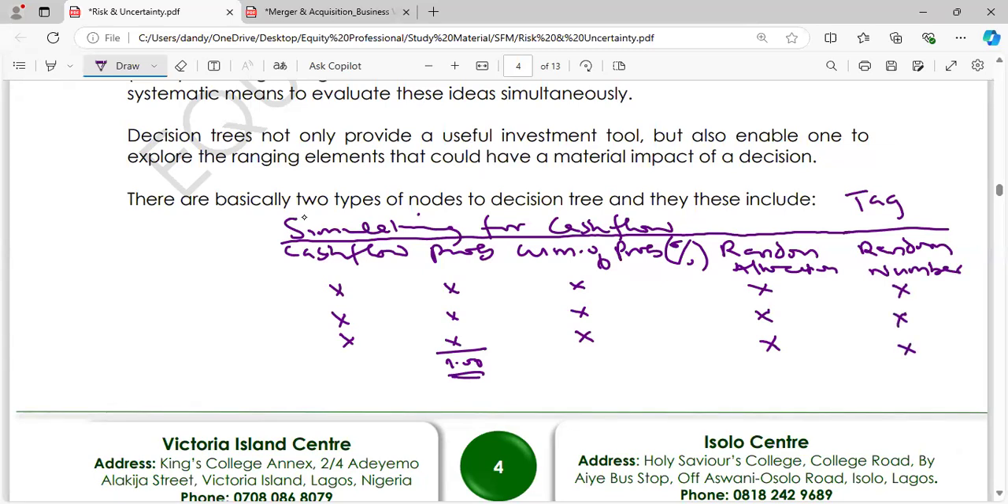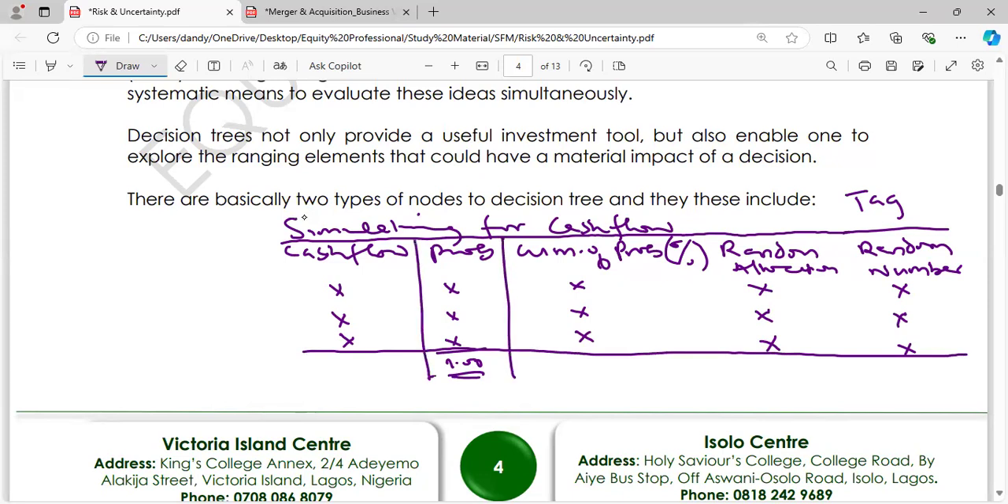So this is how to simulate. You are going to simulate for receipts and payments put together. All right, that's it.